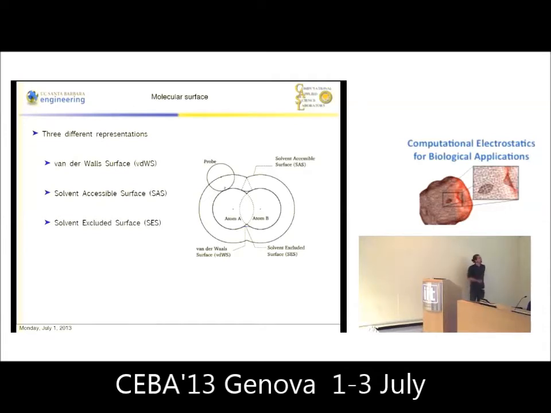I'm pretty sure you are all familiar with the three surfaces I've presented here: the van der Waals surface, the solvent accessible surface, and the solvent excluded surface. Here is a small, very simple diagram for a molecule composed of only two atoms. You see the van der Waals surface, which is the union of the two spheres. You see the SAS here and the SES here. In this work, we used the SES as the molecular surface.